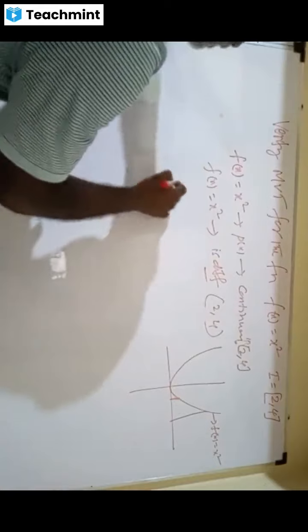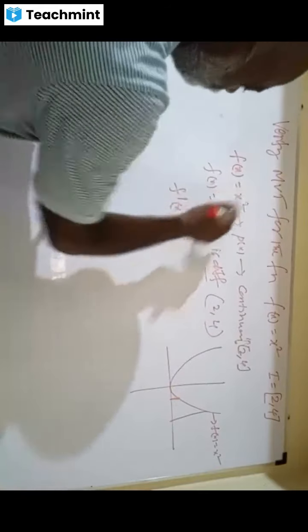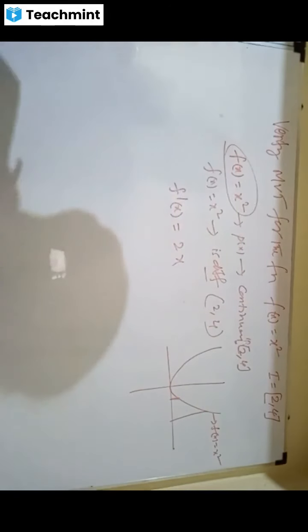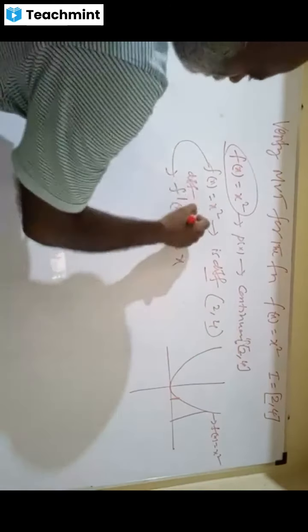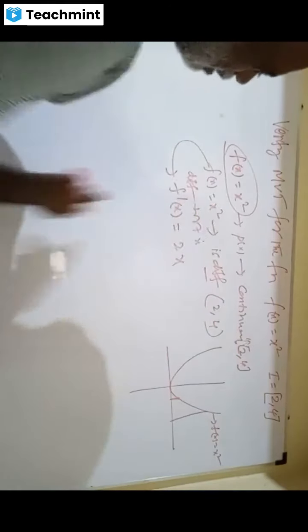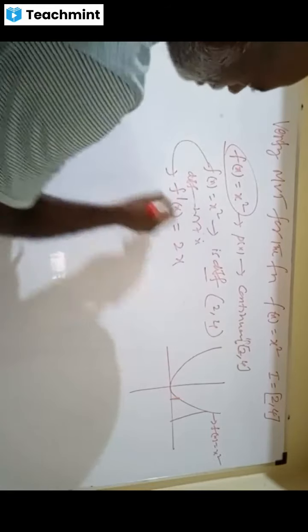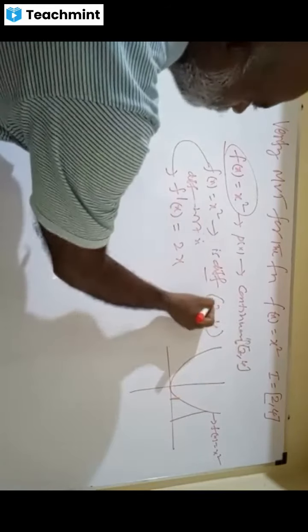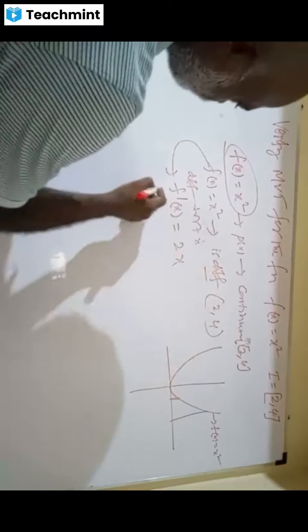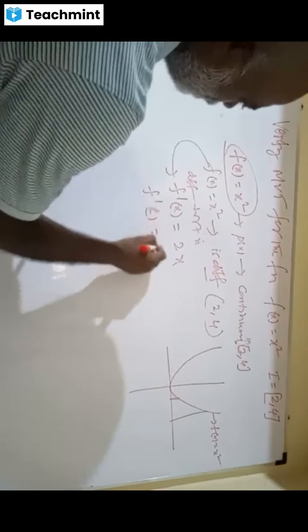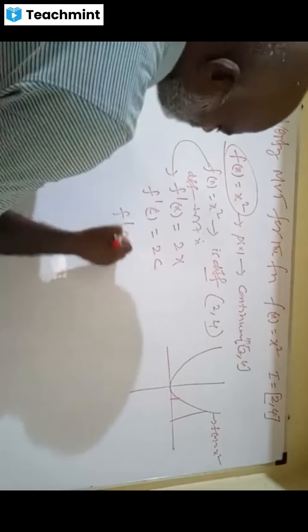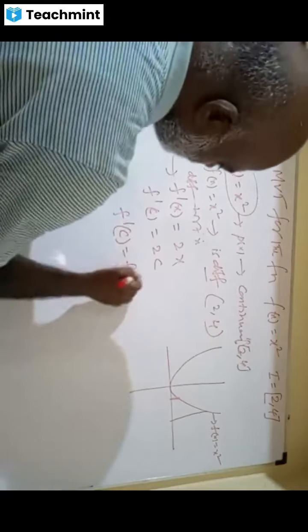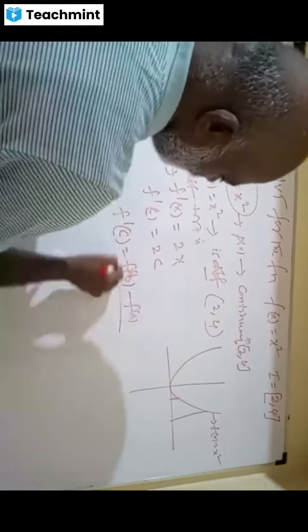The third point is f dash x. What is f dash x now? 2x. Differentiating with respect to x, f dash x is 2x. Put x equal to c, it becomes 2c. What we need to see is f dash c equal to f of b minus f of a by b minus a.